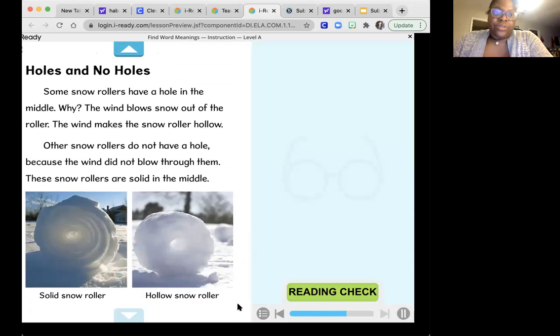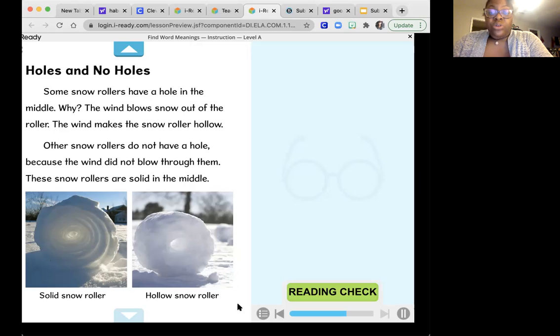Holes and no holes. Some snow rollers have a hole in the middle. Why? The wind blows snow out of the roller. The wind makes the snow roller hollow. Other snow rollers do not have a hole because the wind did not blow through them. These snow rollers are solid in the middle.